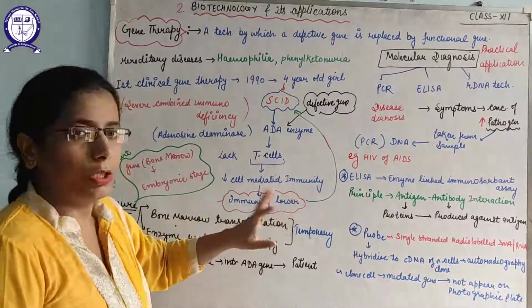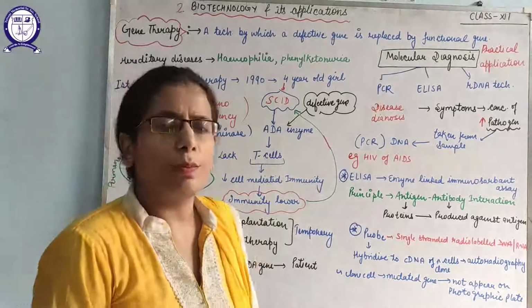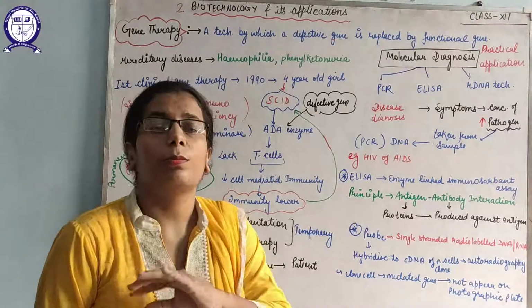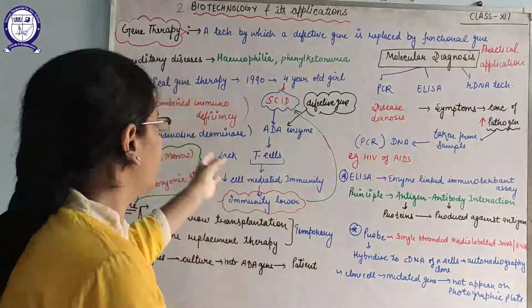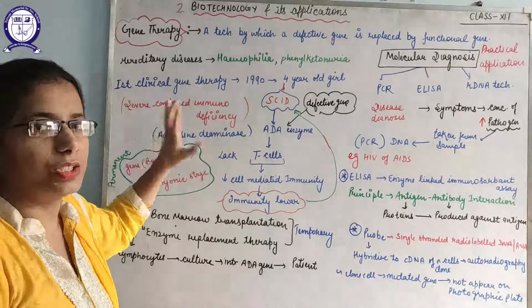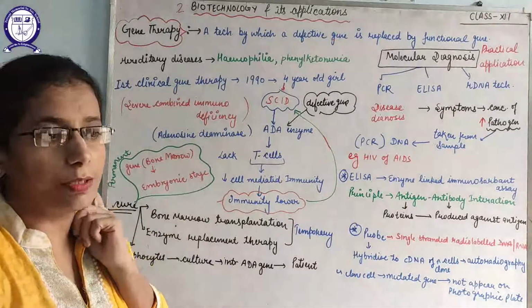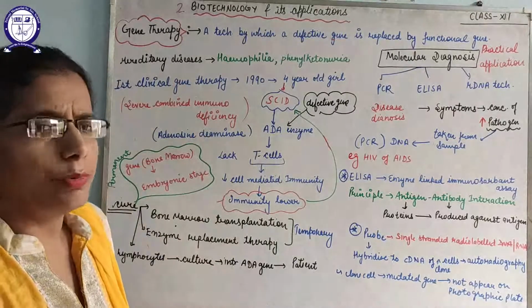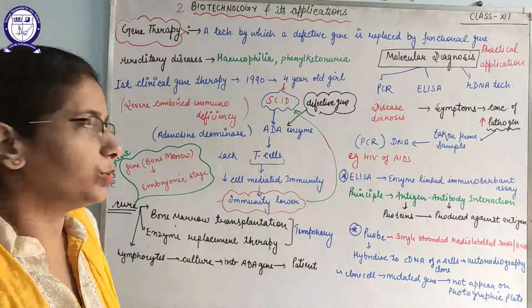So immunity will be lowered, and if the immunity of a person is lowered, the person will be susceptible to attack by a number of pathogens. That is why this disease is known as severe combined immunodeficiency disorder, because the person is susceptible. A number of pathogens can attack the body. Why? Because immunity is not working against the pathogens.